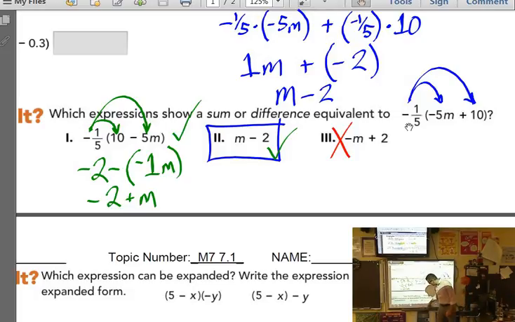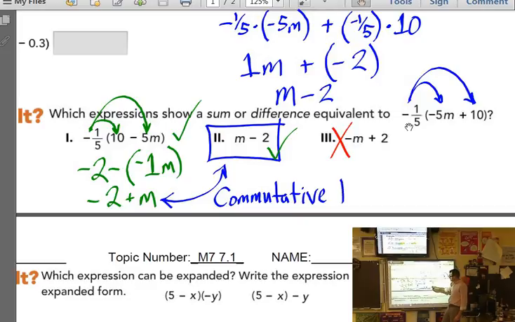All this shows, and I would like you to write this, is the commutative property. To commute means to move or to travel. All we did there was move our numbers around. We put the minus 2 first, the positive m last. Questions?